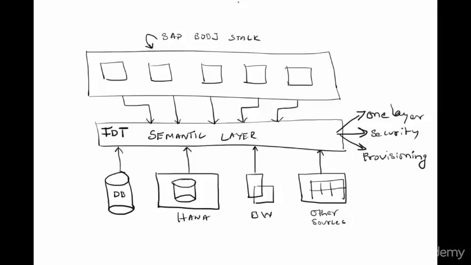Hello there. In this topic, we're going to talk about what is an information design tool and what is its major role. Now, in the last topic, we saw the different SAP Business Objects tools. So these are the tools here.